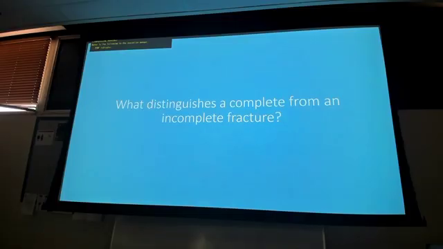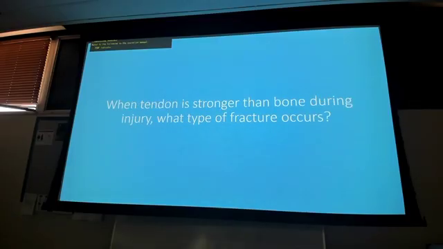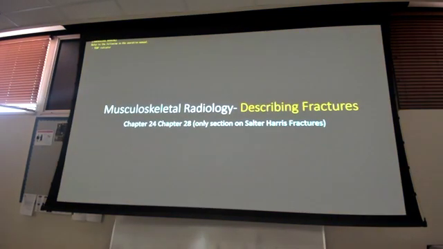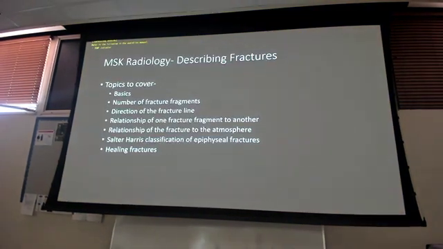What distinguishes a complete from an incomplete fracture? Complete is all the way through. Neither one of the cortices are intact. Good. When the tendon is stronger than the bone, what kind of fracture do we normally have? Avulsion. Wonderful. Let's learn how to describe them. Basics, number of fractures, and so on. We'll talk more about all this stuff.